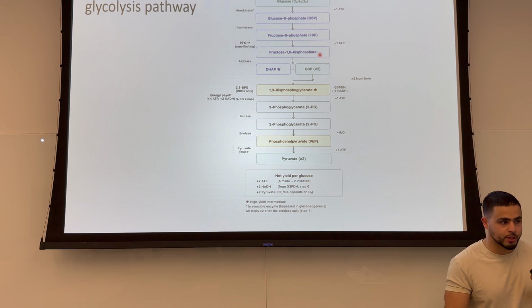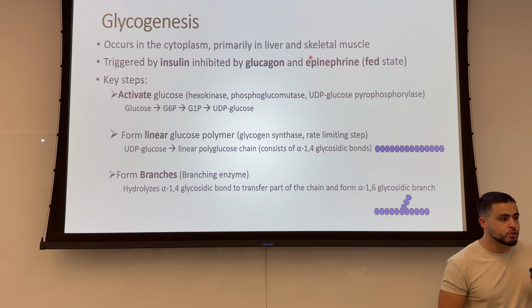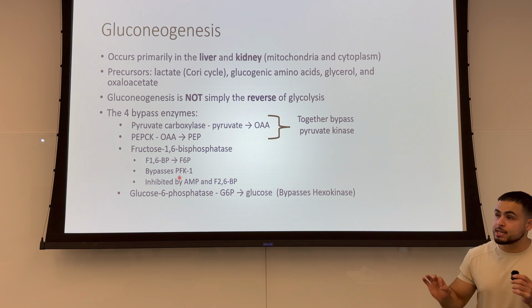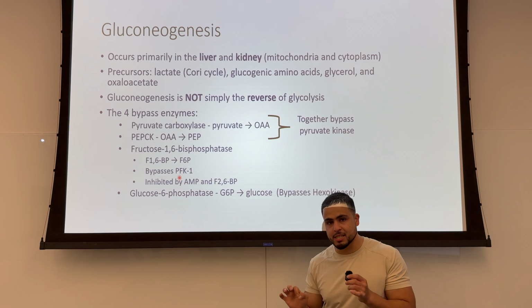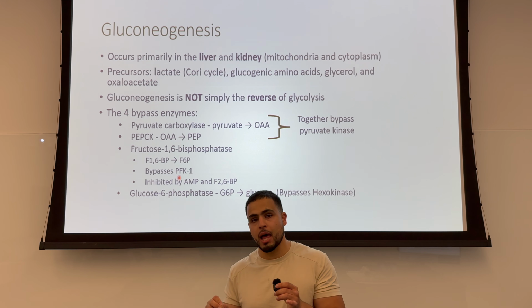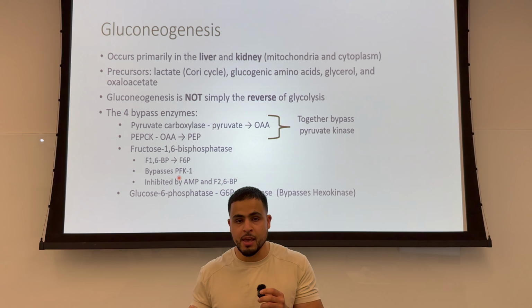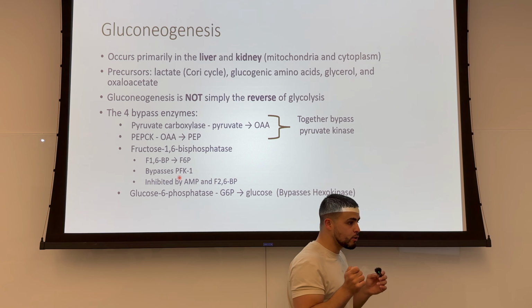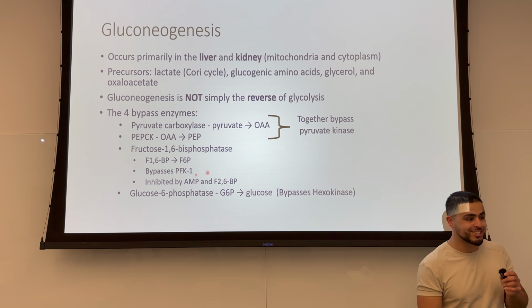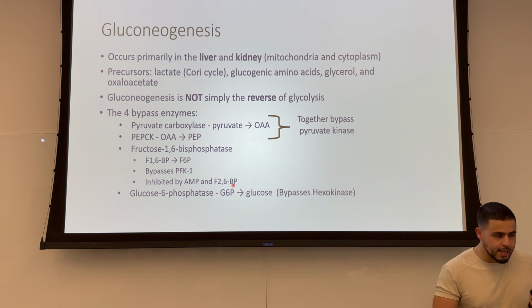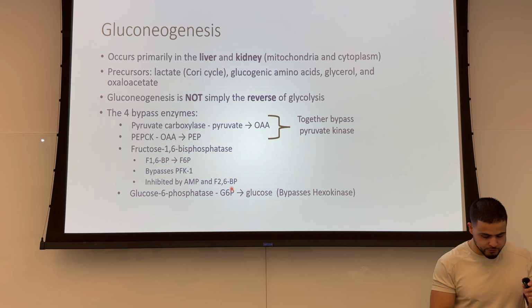So you want to dephosphorylate it, and you're going to use fructose 1,6-bisphosphatase to reverse that process. This bypasses PFK1, and it's inhibited by AMP, and that makes sense because when you have a lot of AMP, that implies that you don't have a lot of ATP. And the process of gluconeogenesis is energy expensive, so you don't want to use the little ATP you have, so you shut it down. Also, fructose 2,6-bisphosphate inhibits fructose 1,6-bisphosphatase.